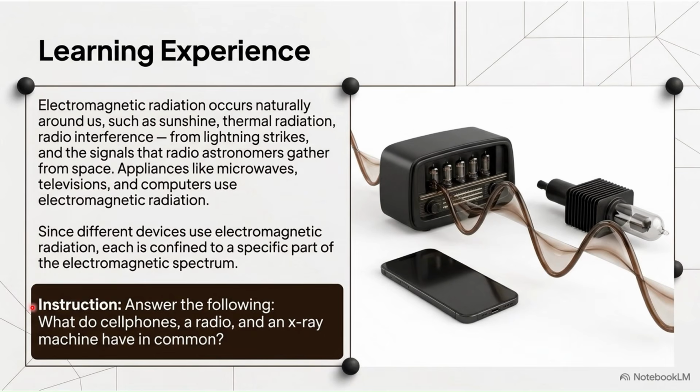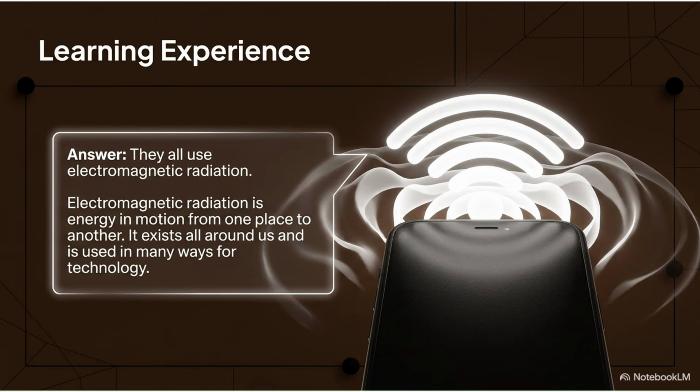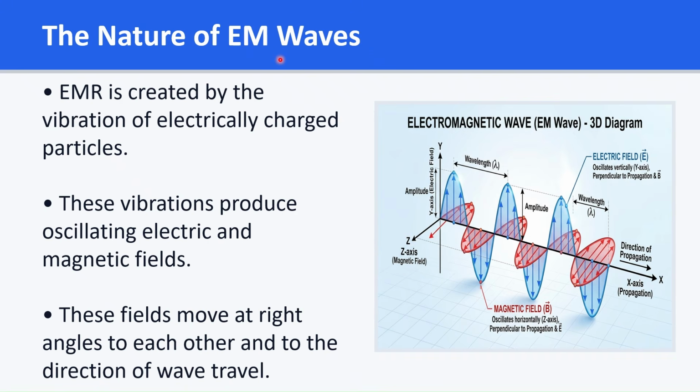So my question is, what do cell phones, a radio, and an X-ray machine have in common? Alright, do you have an answer? And the answer is, they all use electromagnetic radiation or EMR. Electromagnetic radiation is an energy in motion from one place to another. It exists all around us and it is used in many ways for technology. What is the nature of EM waves?